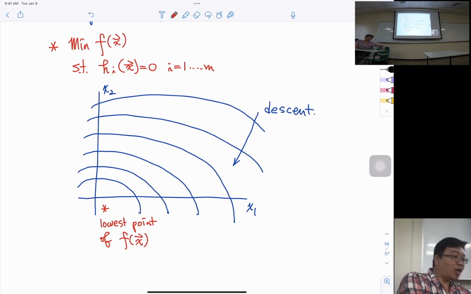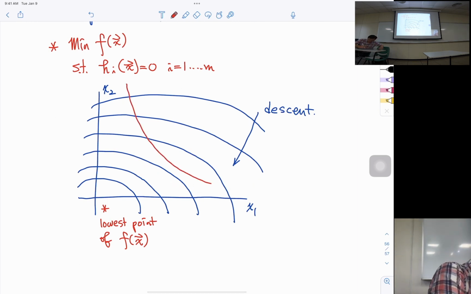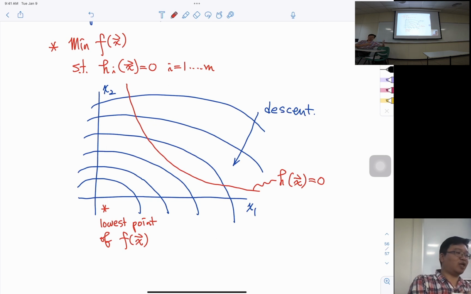However, let's draw some constraints. If I have one constraint, for example, if I draw something like this, maybe a better one like this. Okay, so let's say this is h of x equals 0. So let's say we only have one equality constraint, which means our solution has to be on top of this red curve. Basically, we're trying to find the position where your function value is the lowest on the trajectory of this red curve. By observation, you can tell the minimum will be somewhere right here. So this is actually the true optimal.